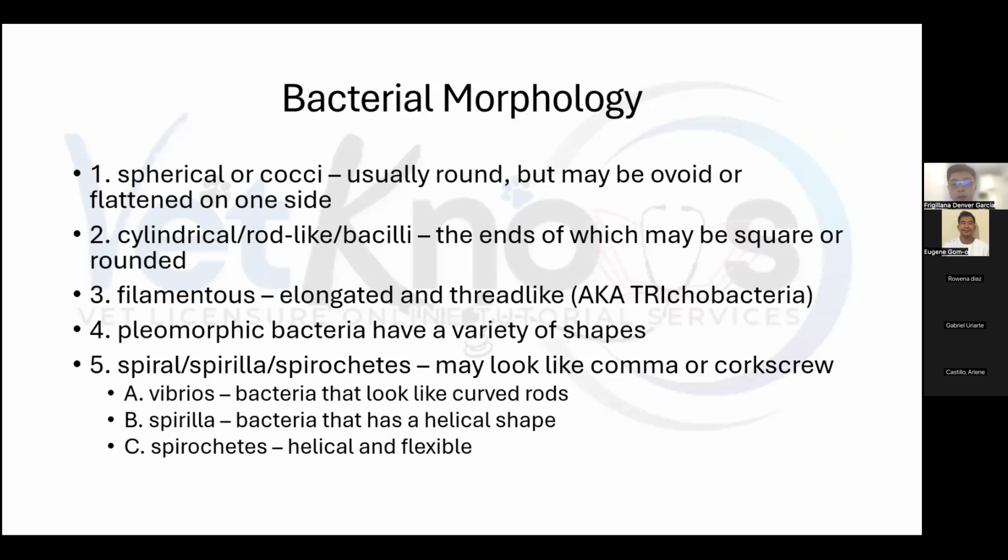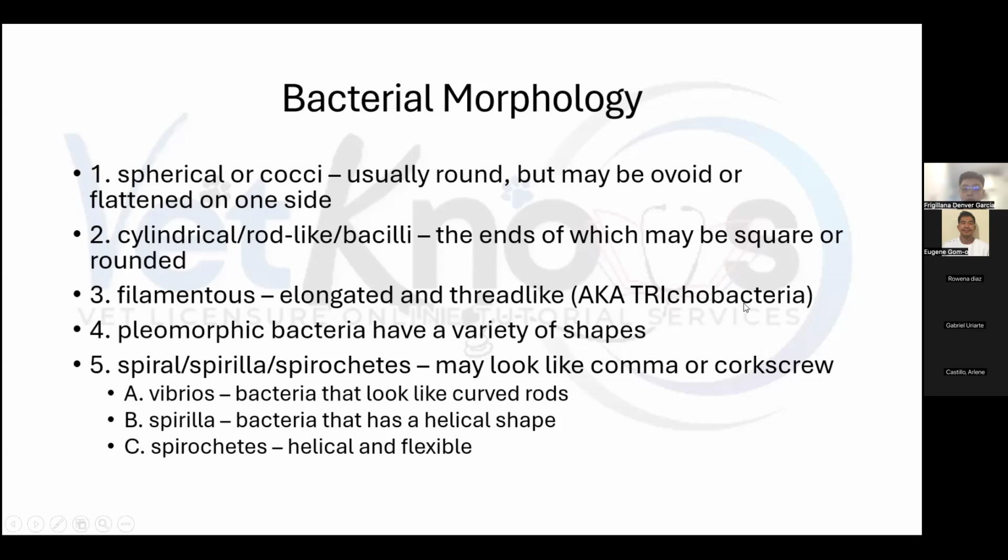For example, we have Corynebacterium. Corynebacterium has two forms. Pwede siyang maging club shape or rod shape. Then we have Rhodococcus species. So Rhodococcus, rod shape and spherical shape. Nasa name naman siya. Rod and coccus, Rhodococcus. Then pleomorphic bacteria, these have a variety of shapes. Pinakamagandang example for our pleomorphic bacteria would be Mycoplasma species because they lack cell walls.